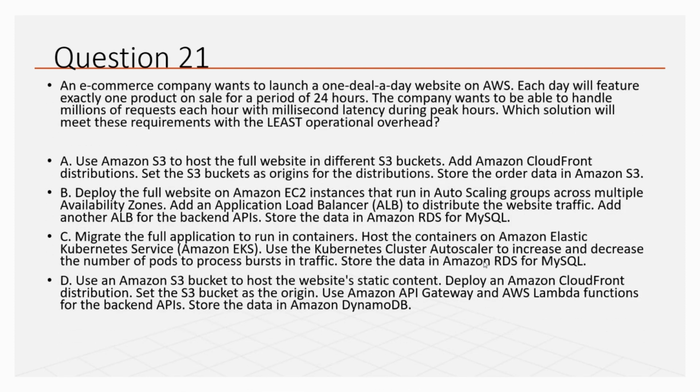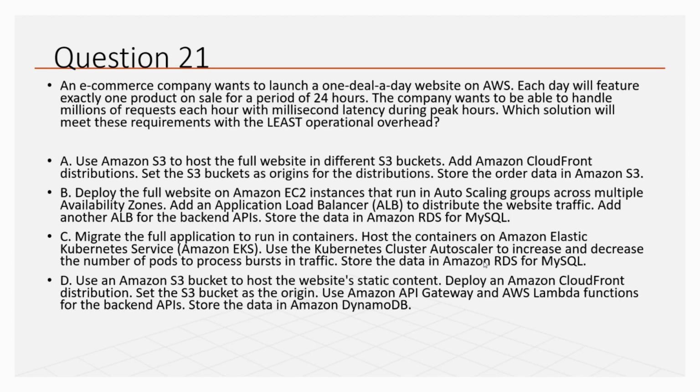Now let's look into question number 21. An e-commerce company wants to launch a one deal a day website on AWS. Each day will feature exactly one product on sale for a period of 24 hours. The company wants to be able to handle millions of requests each hour with millisecond latency during peak hours. Which solution will meet these requirements with the least operational overhead?